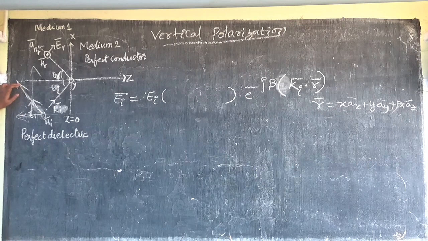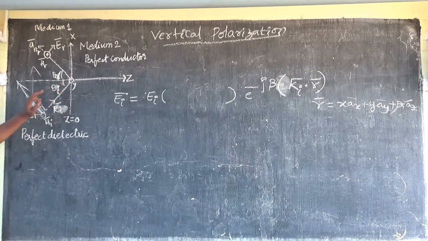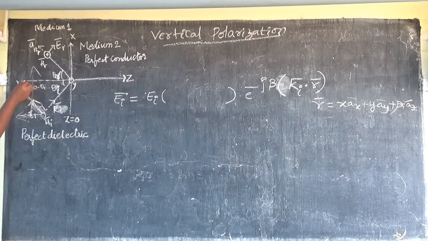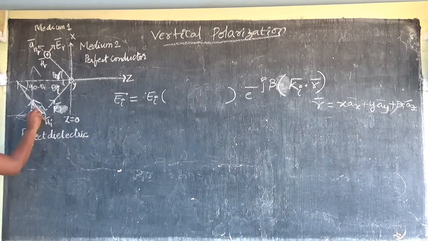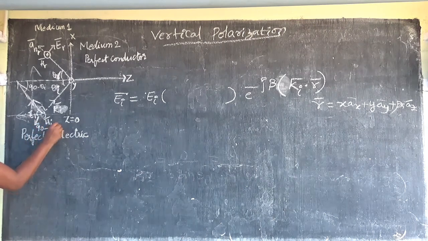I will extend this. So what is this? This is 90 degrees and this is theta I. So what will this be? 90 minus theta I. If this is 90 minus theta I, this is a line, this is a line, both are parallel and this is a transversal line, so this also will be 90 minus theta I. So my angle will be 90 minus theta I.